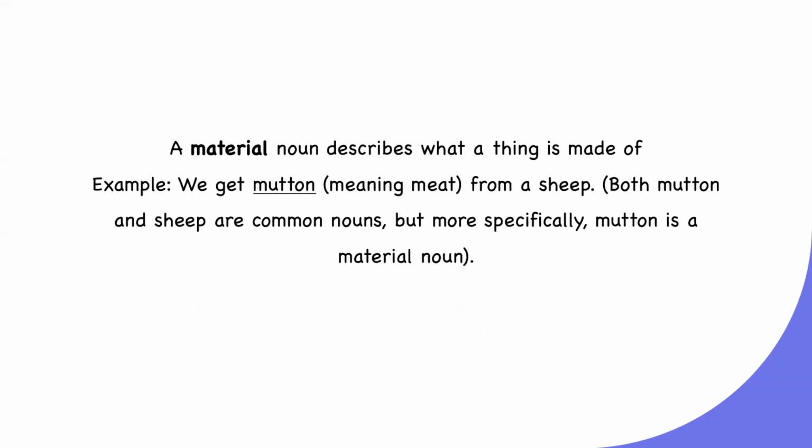A material noun describes what a thing is made of. For example, we get mutton, meaning meat, from a sheep. Notice that both mutton and sheep are common nouns, but more specifically, mutton is the material noun.